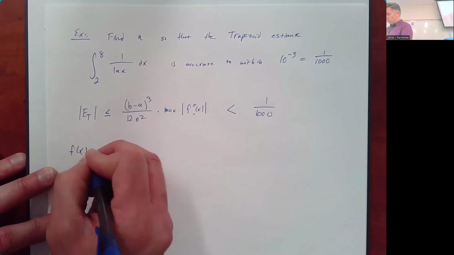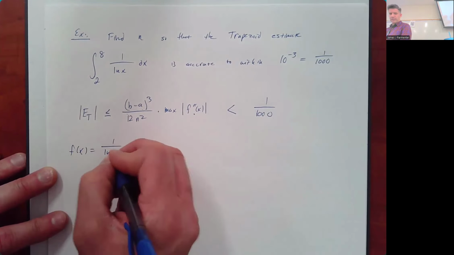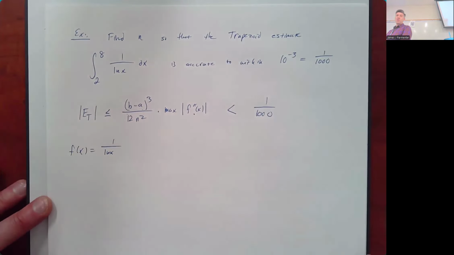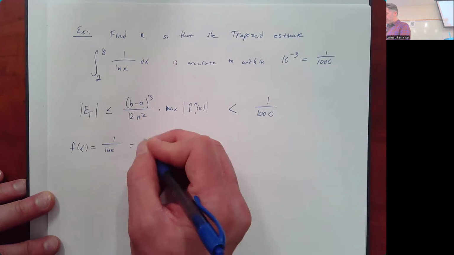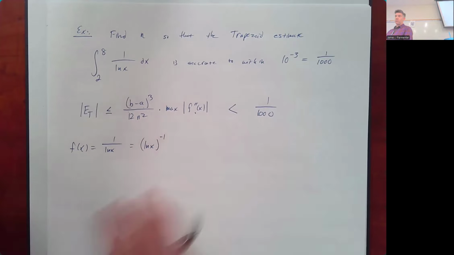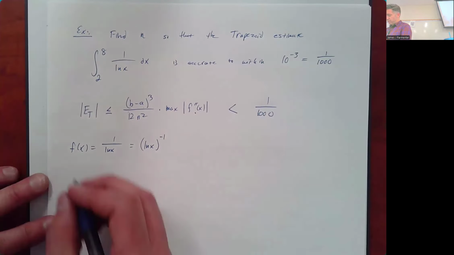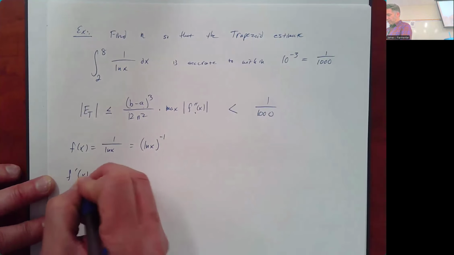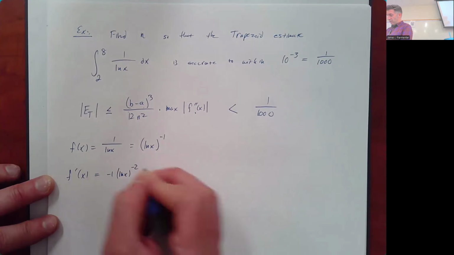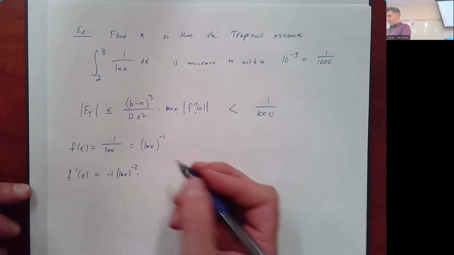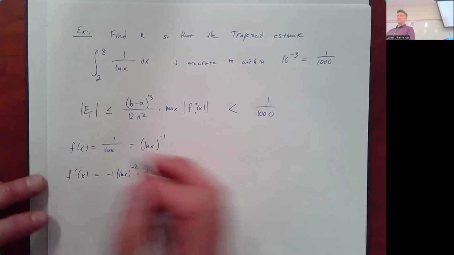So f of x is 1 over the natural log of x. I think I'd rather not use the quotient rule. So I'm going to rewrite that as the natural log of x in parentheses raised to the negative 1 power. And then we're going to find the second derivative, which is going to be a little bit gnarly. The first derivative is going to be negative 1 times the natural log of x to the negative second power times the derivative of the inside, which is 1 over x.